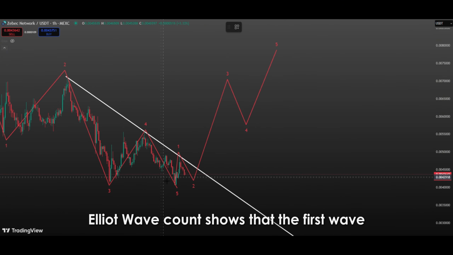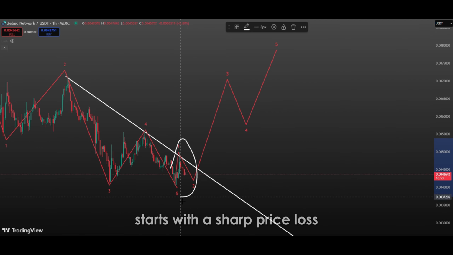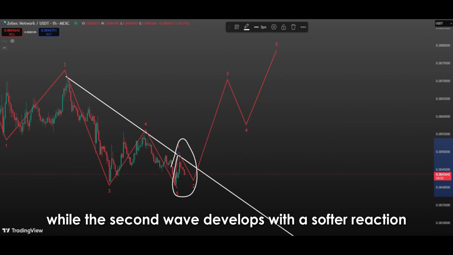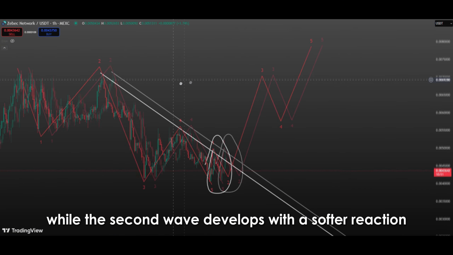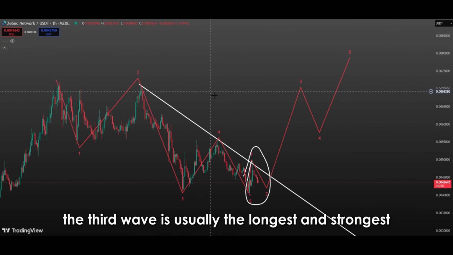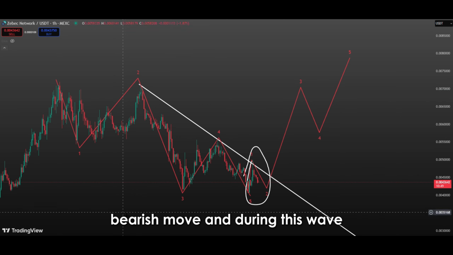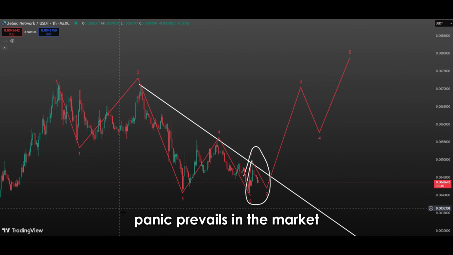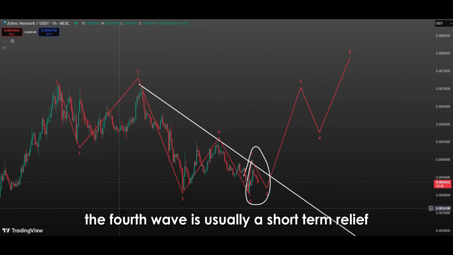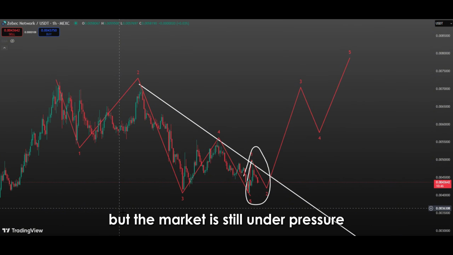The bearish Elliott wave count shows that the first wave starts with a sharp price loss, while the second wave develops with a softer reaction. The third wave is usually the longest and strongest bearish move, and during this wave, panic prevails in the market. The fourth wave is usually a short-term relief, but the market is still under pressure.